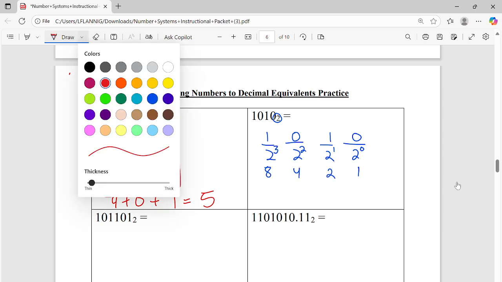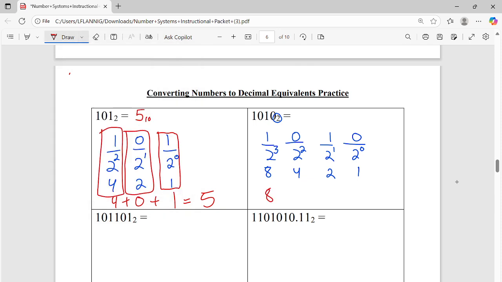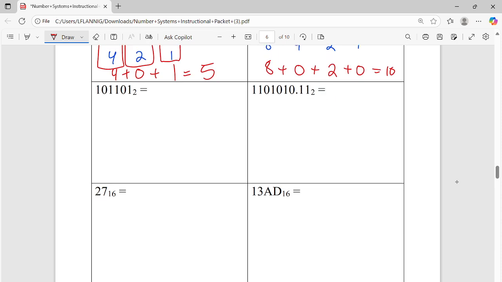Now we're going to do multiplication. So 1 times 8 is 8. 0 times 4 is 0. 1 times 2 is 2. And 0 times 1 is 0. When you add all those together, we will get 10, which is exactly what we want. 10 base 10. Next one.